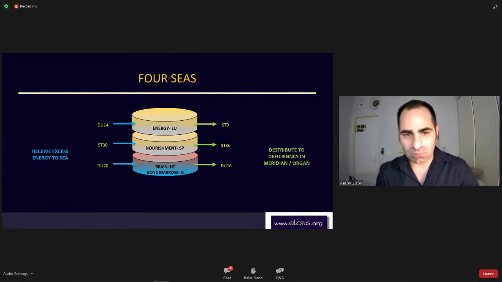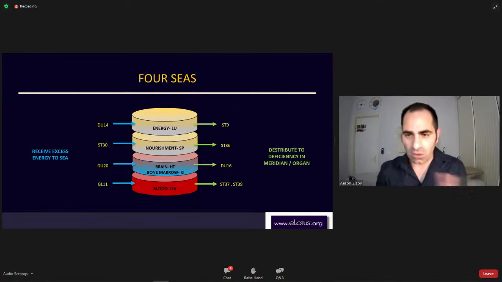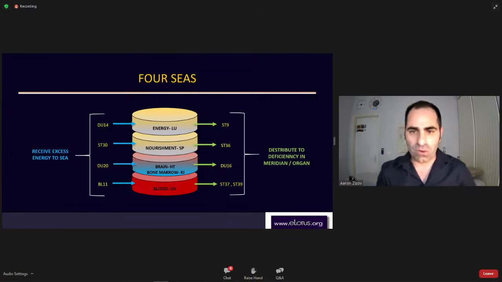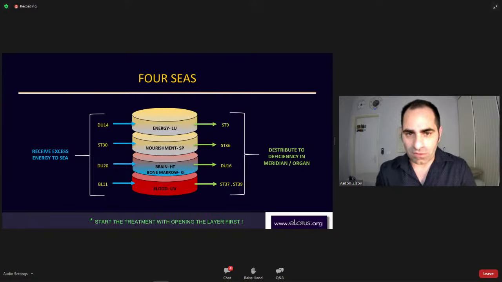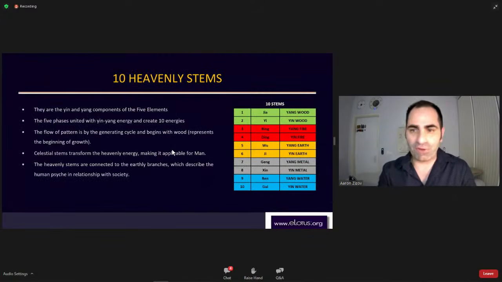C with Du 20, Du 16, and then the blood, which the liver is responsible for, with Bladder 11, Stomach 37, 39. Okay, so I will talk about it more deeply in the seminar. This is about the 4 C's. Stems and branches. Again, these are briefs, just briefs.